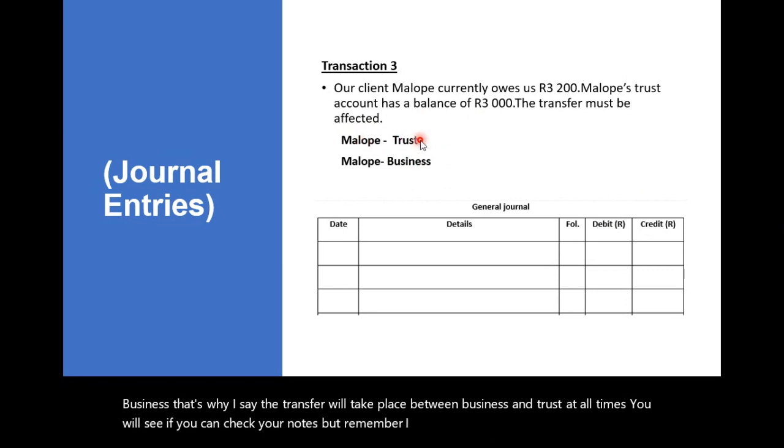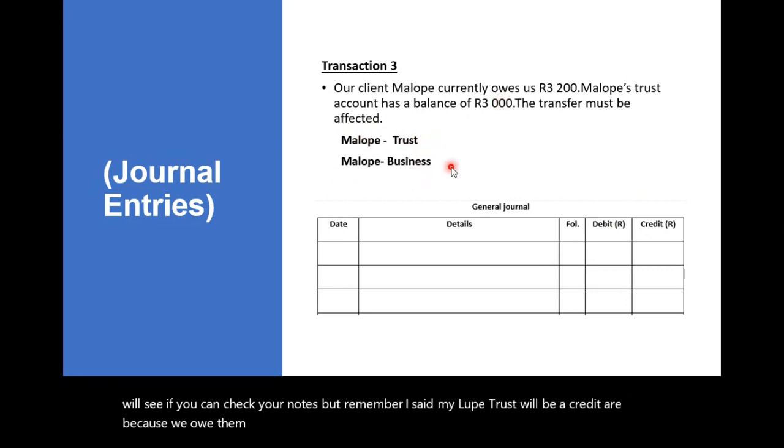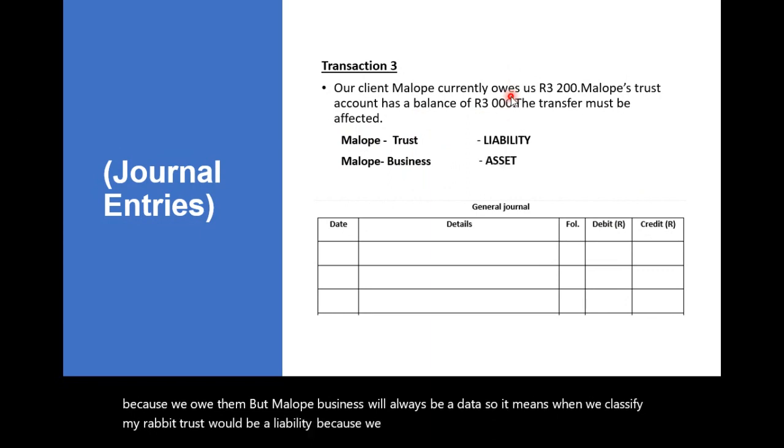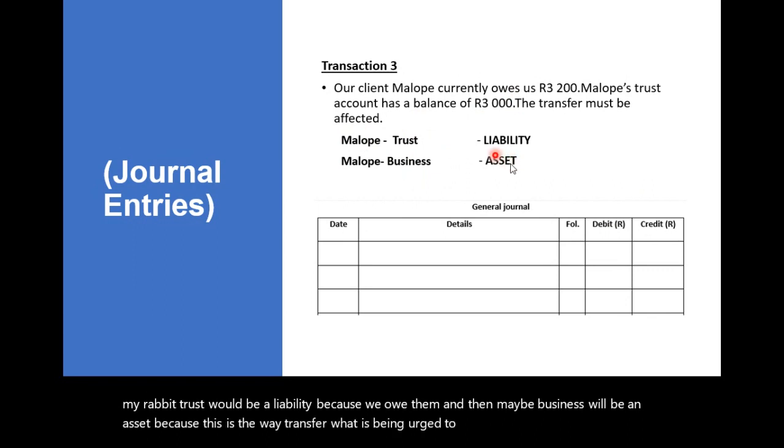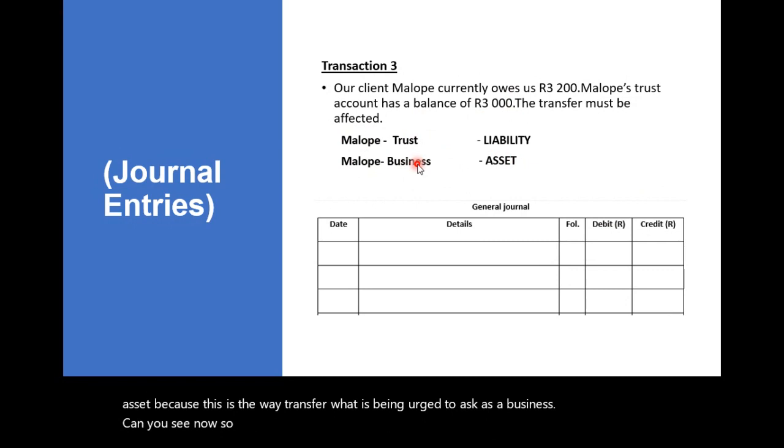But remember, I said Malope Trust will be a creditor because we owe them, but Malope Business will always be a debtor. So when we classify, Malope Trust will be a liability because we owe them, and Malope Business will be an asset because we transfer what is being owed to us as a business. Can you see now? So it's like a trust client or a trust creditor here. A transfer will always be like this.